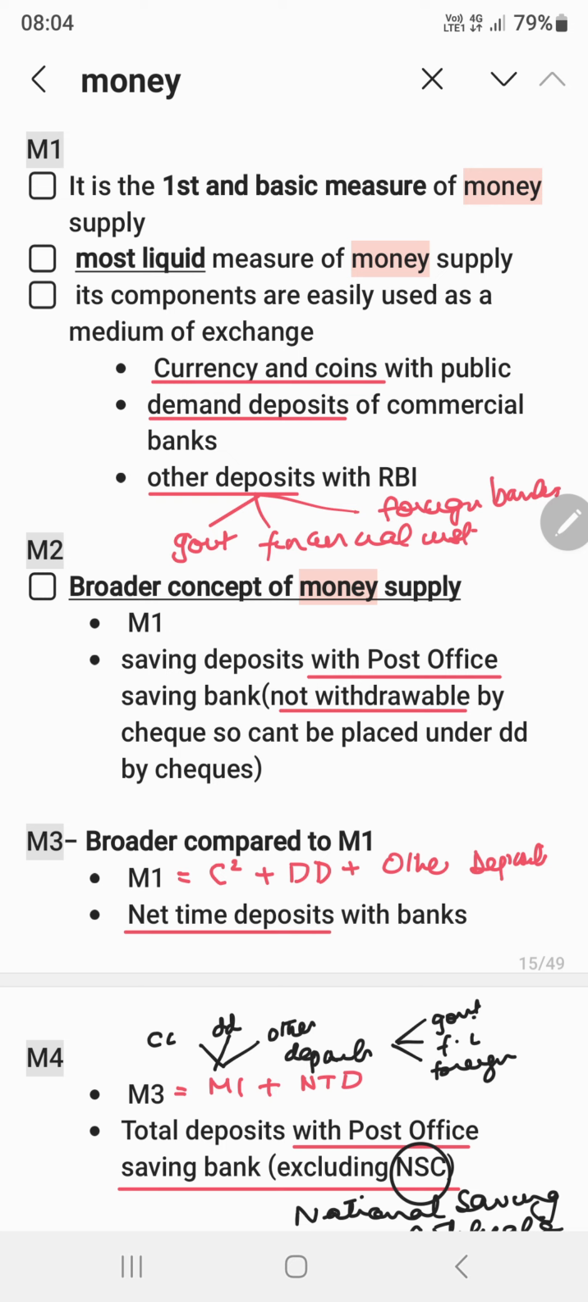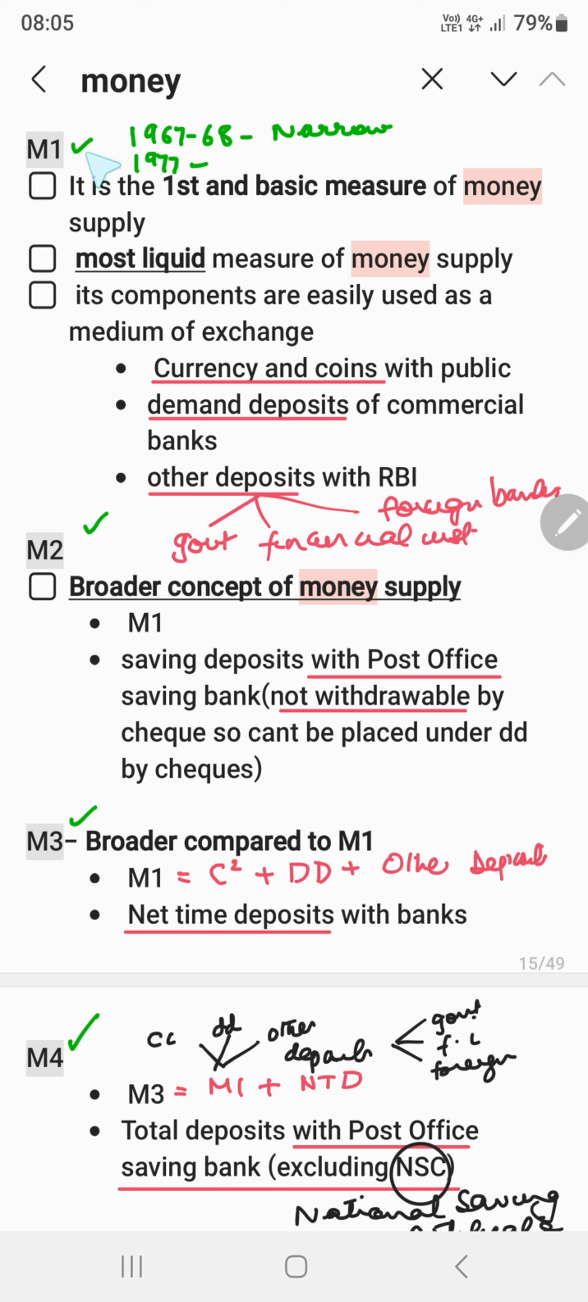So till the year 1967-68, it was the narrow measure of money supply which was being used by the country, because that was how the RBI had defined the money supply. But in 1977, RBI suggested a new alternative of measuring the money supply, and that's the M1, M2, M3 and M4 concept of money supply. And each one needs to be understood in detail in terms of what are the components of this money supply, and whether it is a broader concept or a narrow concept of money supply.